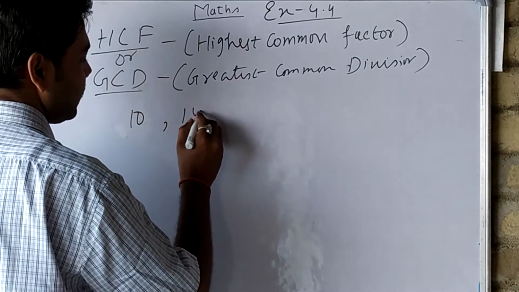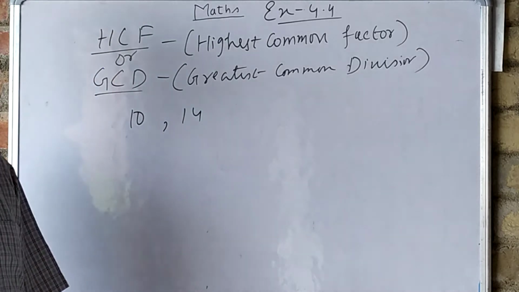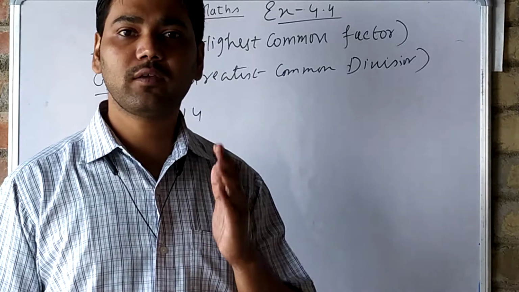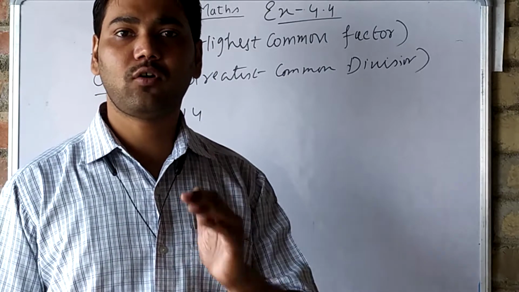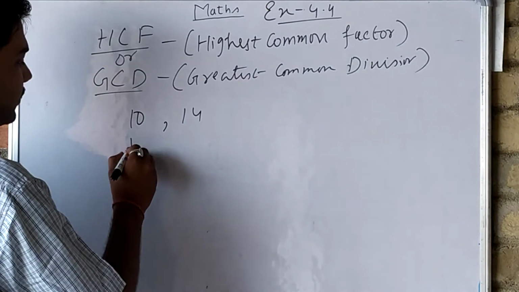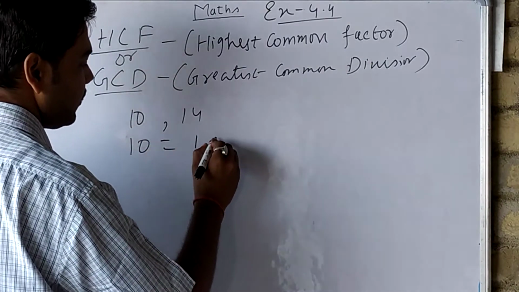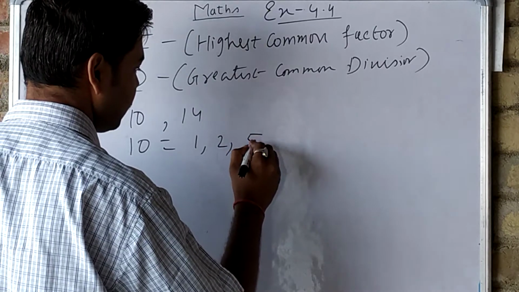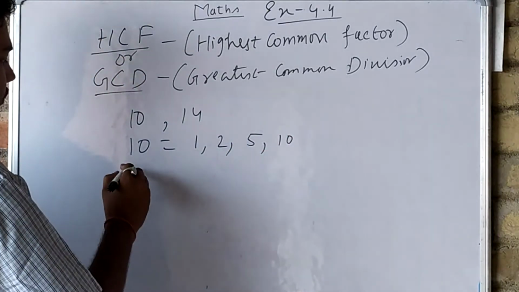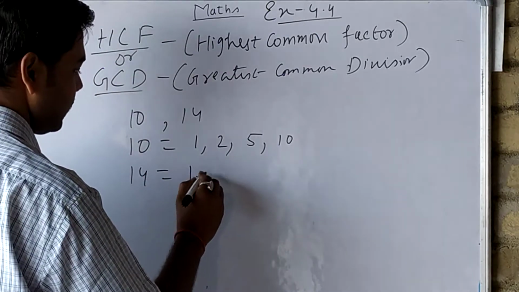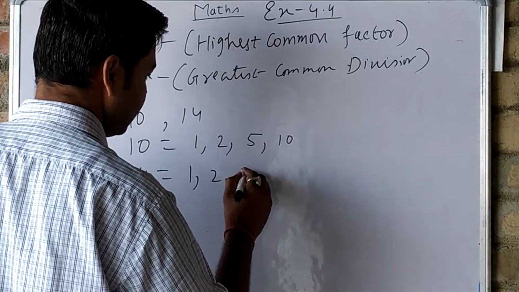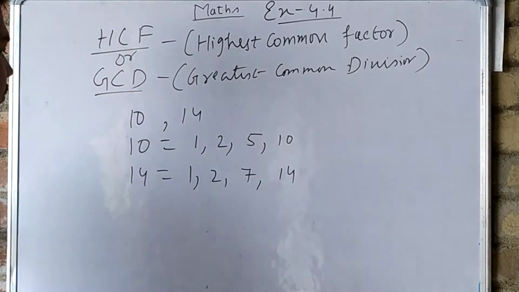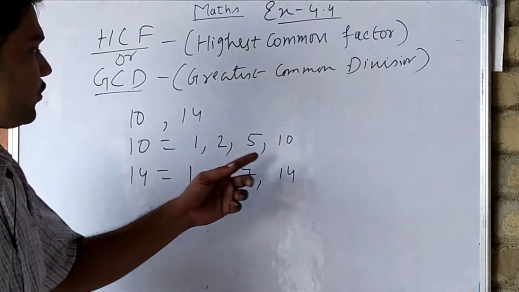10 and 14. On finding common factors, what do we have to do? We have to first find the factors of 10 and then of 14. So let us do it. 10: 1, 2, 5 and 10. Then 14: 1, 2, 7 and 14. Understand?